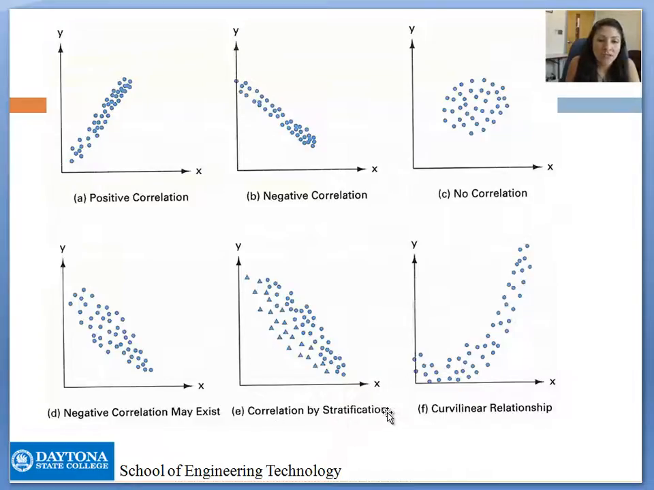Correlation by stratification means that you have a set of data or specific pattern that goes from one side and then another side, so you have a specific group. That's what we call stratification. And if you have a curvilinear relationship, you will see that it will kind of follow an exponential distribution. So those are the different types of correlation that you can see when you do a scatter diagram.